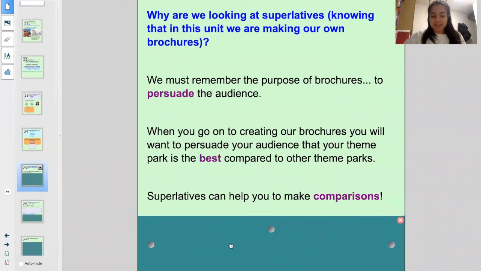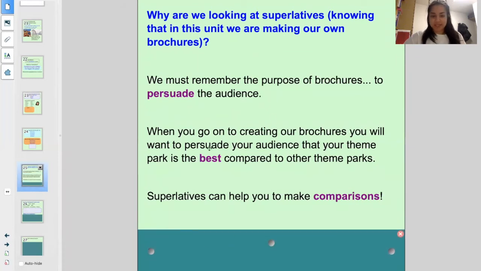Okay, so again, here is just what I've just said. So when you're creating your brochures, you want to show your audience that what you're telling them about, the theme park you're telling them about, is the best. And superlatives will help you make comparisons, okay, without actually saying compared to anything else. Brilliant. So you understand that.